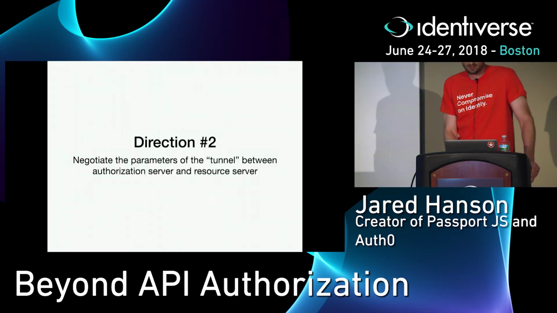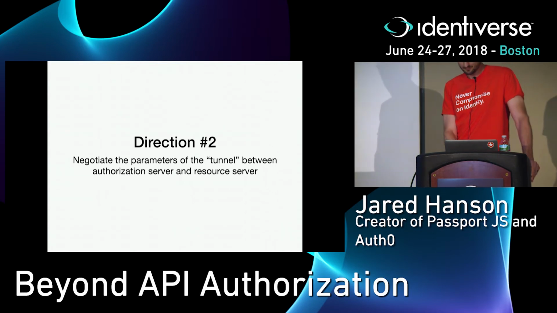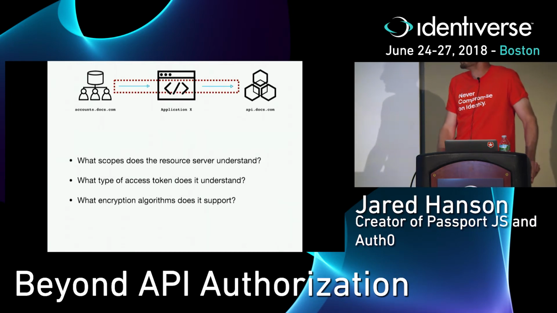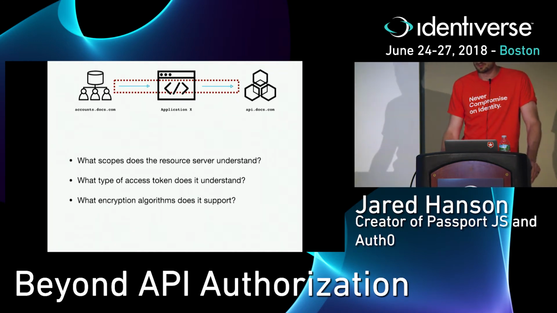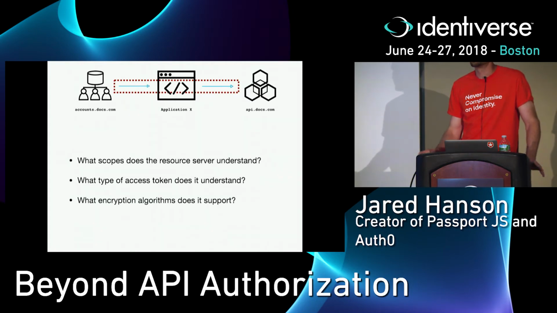The second direction that I want to talk about is negotiating the parameters of the tunnel between the authorization server and the resource server. In order to issue access tokens that these two systems can interpret, the authorization server needs to know a number of different pieces of information. It needs to know what scopes the resource server understands, what types of access tokens it understands, what encryption algorithms it supports, and things of this nature.